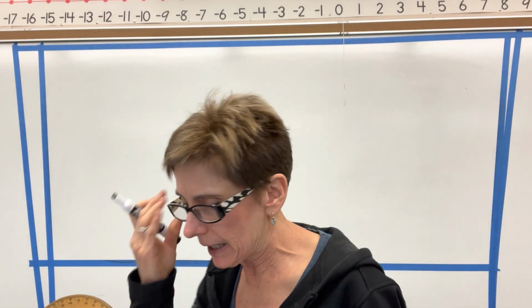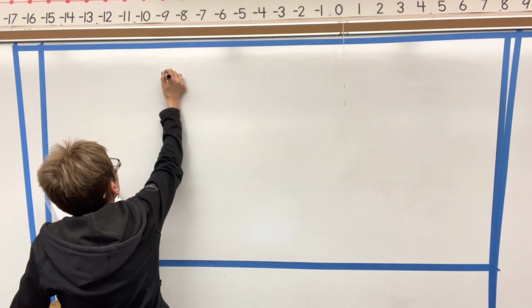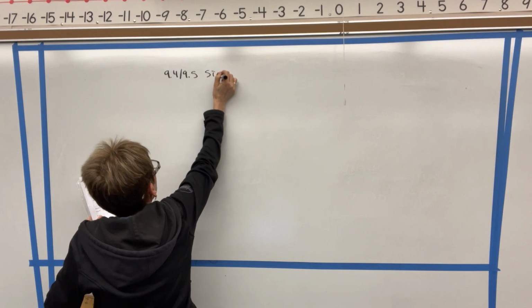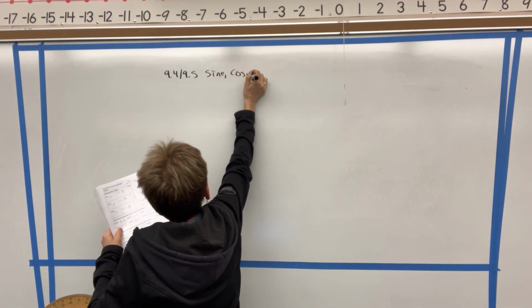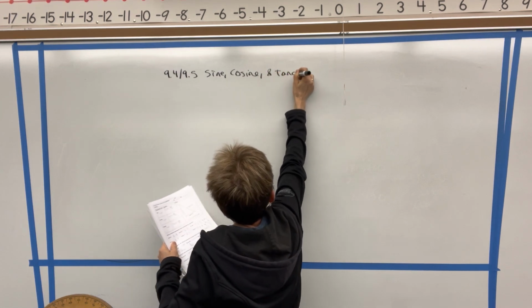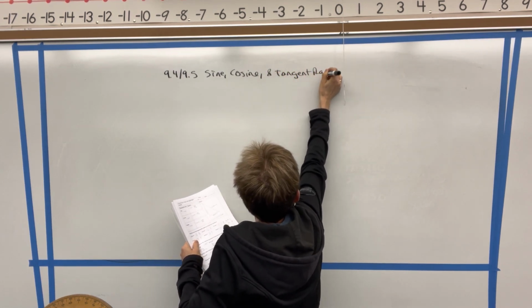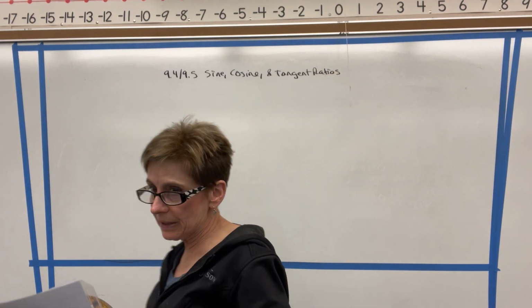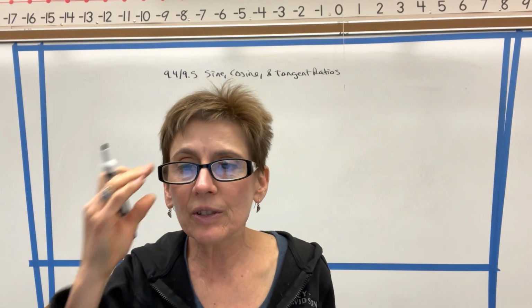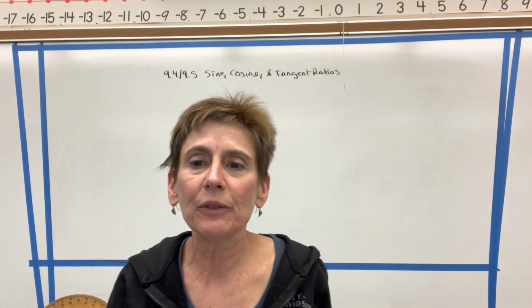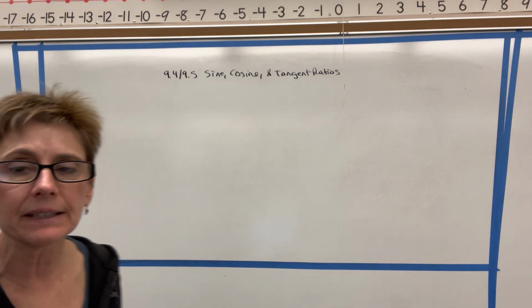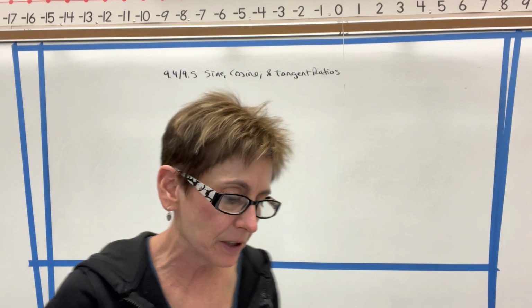We are going to do today lesson 9.4 and 9.5 on sine, cosine, and tangent ratios. So all you need is a piece of paper and a pen or pencil, and you should be good to go. So a ratio is just a fancy word for a fraction. And so we're going to be looking at basically three different kinds of fractions: sine, cosine, and tangent.